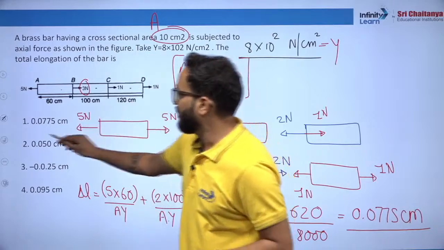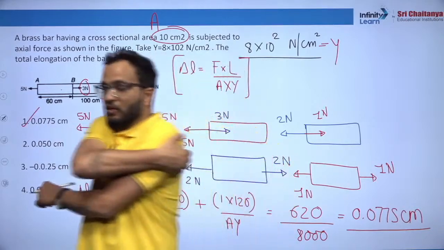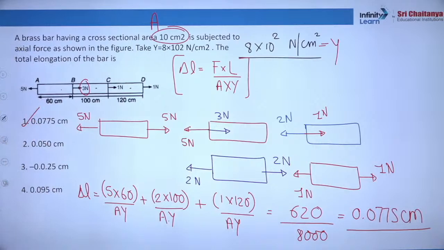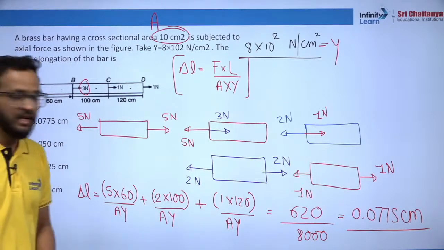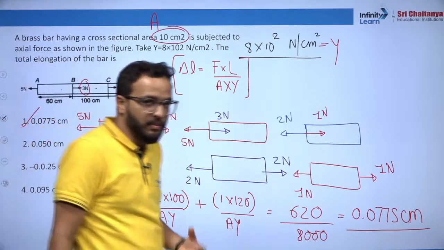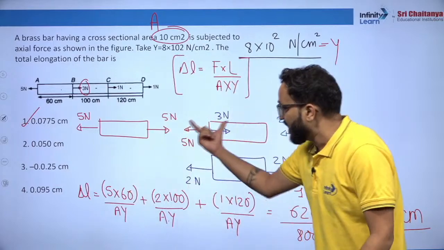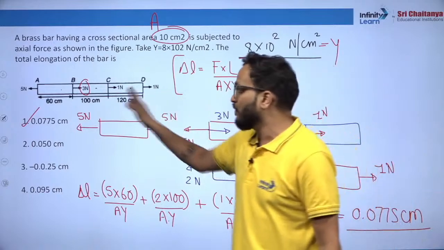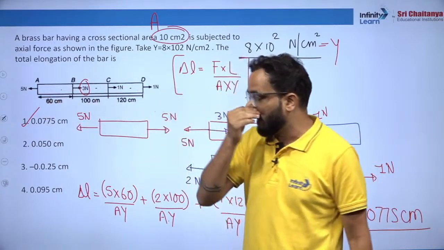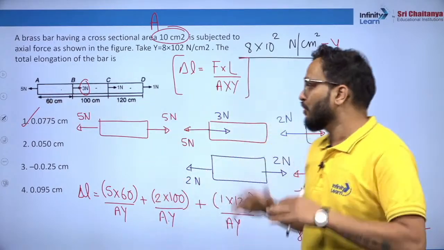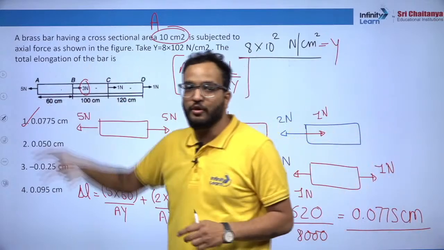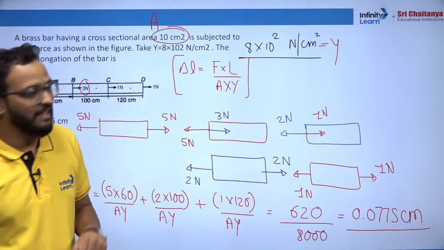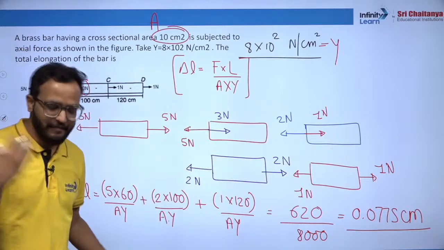So what is the answer? First option is correct. 0.0775 centimeter. Guys, did you understand? So the major catch in this particular problem was to find out what will be the exact force on every section, because when you see force in this particular way, you become really confused what to do, because this particular way is not very much clear. It is really confusing. Anyways students, let's begin.